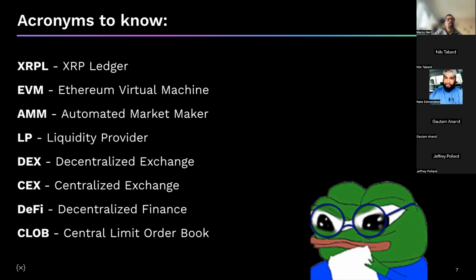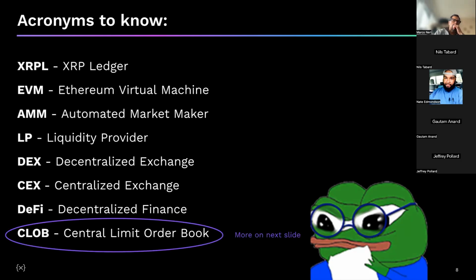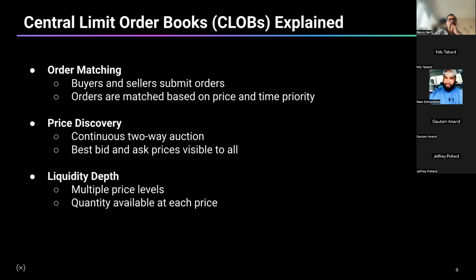DEX means decentralized exchange, CEX means centralized exchange, DeFi is decentralized finance, and central limit order book is a traditional way to trade tokens, like the ones we're familiar with, for example, Binance. We're going to be talking more about this and the different approaches, because these can be on-chain, but they can also be off-chain as well.